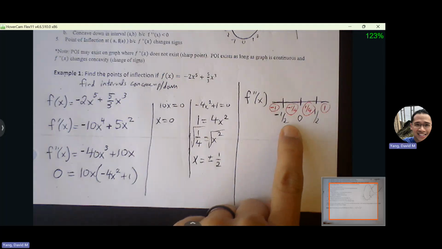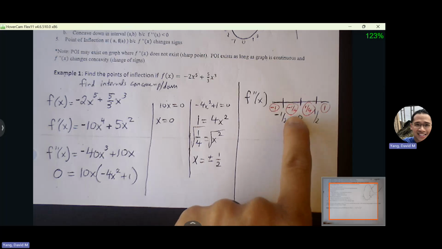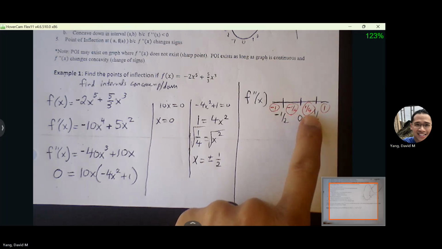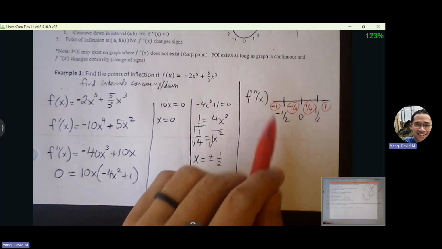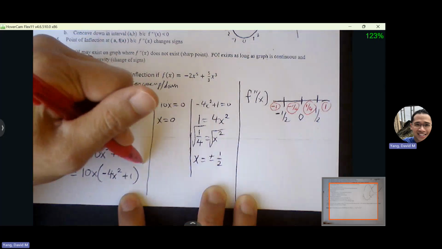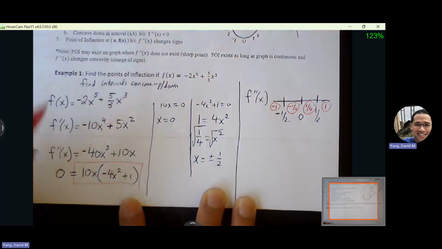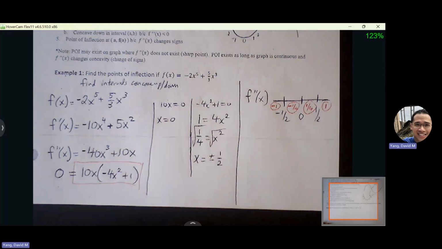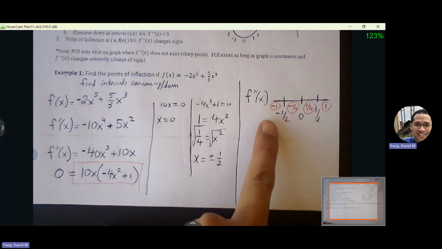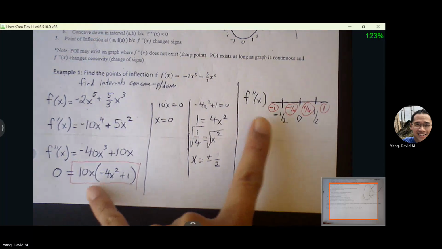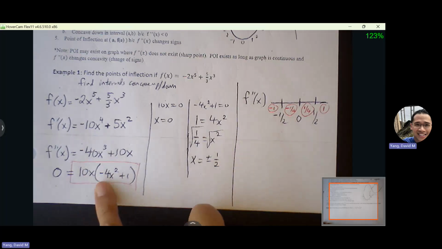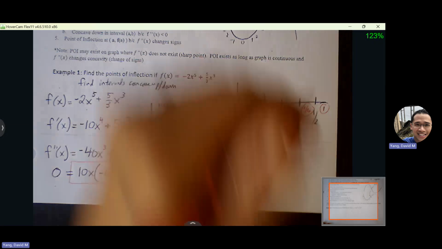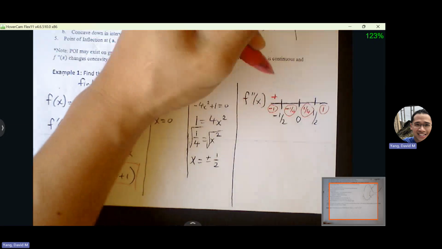Because we're having to choose a value between 0 and -1/2, I'm choosing -1/4, -0.25. And I'm just going to put it into my second derivative function. So if I insert -1/4, 10 times -1/4 is negative. -4 times the square plus 1 is also positive. So negative times positive makes negative.